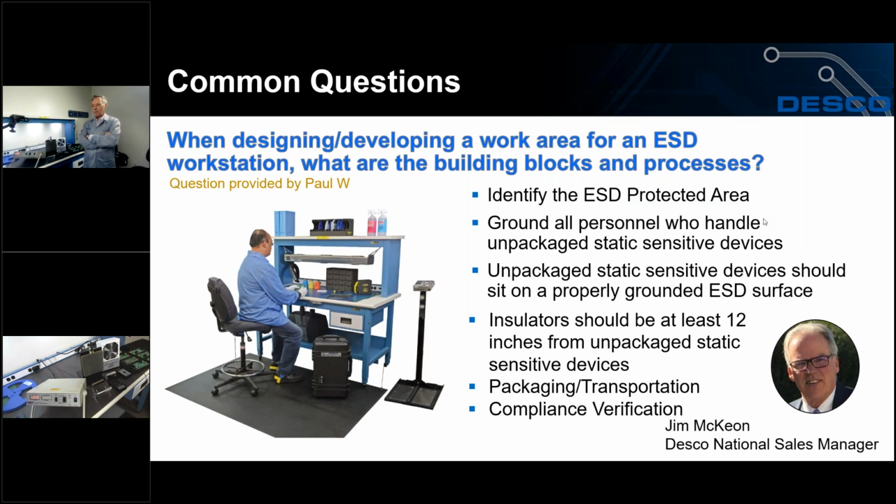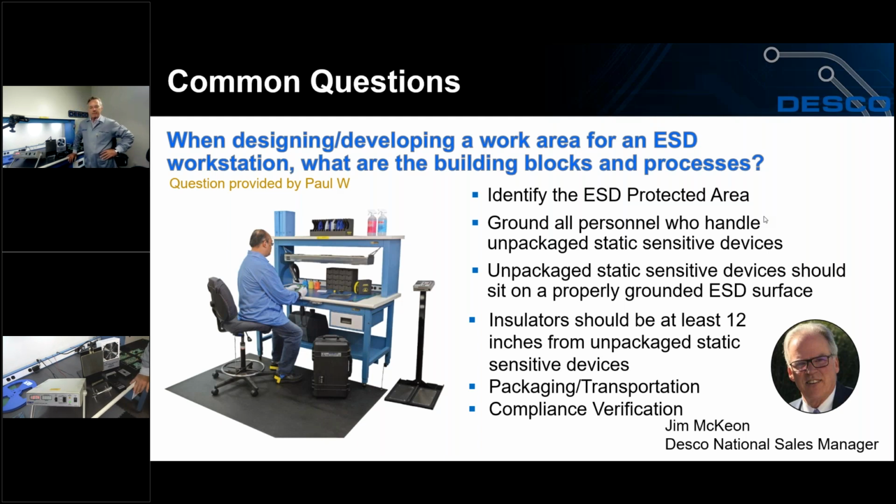A third building block is that if you have to have an insulator on the work surface, generally we like to say it should be 12 inches away from any unpackaged static sensitive devices. There are more details than that, but as Greg mentioned, coffee cups, things like that, and any items that have to be in the area should either be 12 inches away from devices, or you should use ionization. And then you have to decide how items will be packaged and transported. How are they coming into this station, and how are they leaving the station?